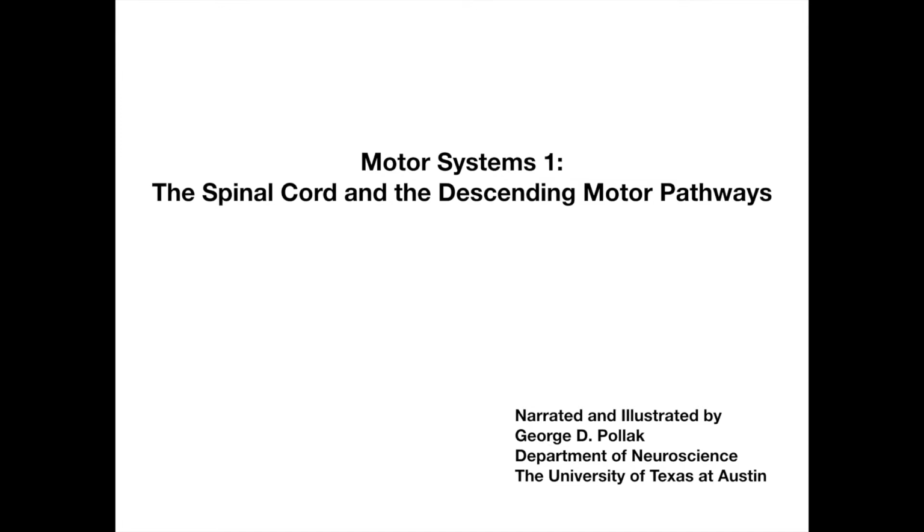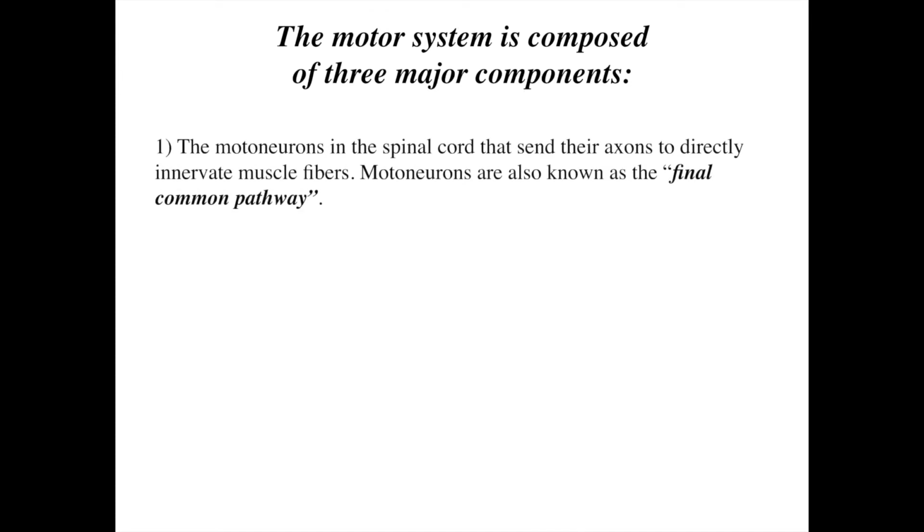This movie is entitled Motor Systems 1, where we consider the spinal cord and the descending motor pathways. The motor system is composed of three major components. The first are the motor neurons in the spinal cord that send their axons to the periphery to directly innervate muscle fibers. Motor neurons are also known as the final common pathway.